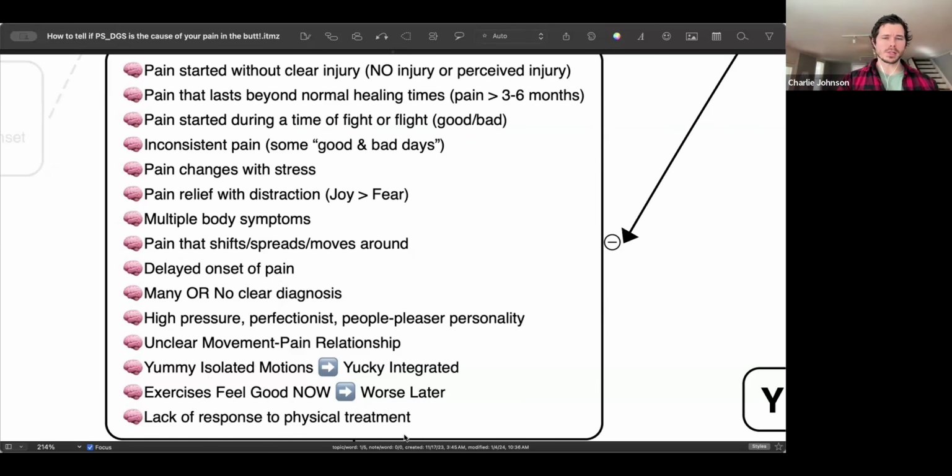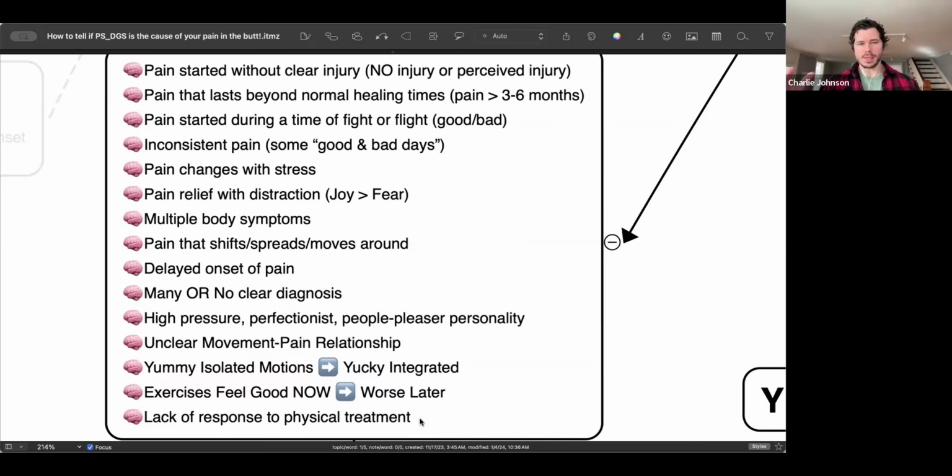And lack of response to physical treatment. Unfortunately, this is where we catch a lot of people. Roughly 25% of people that we work with have seen, actually 25 plus 7, what is that? 32% of people that we work with have seen more than 5 practitioners prior to finding us, all right? So these are the people who tried everything.